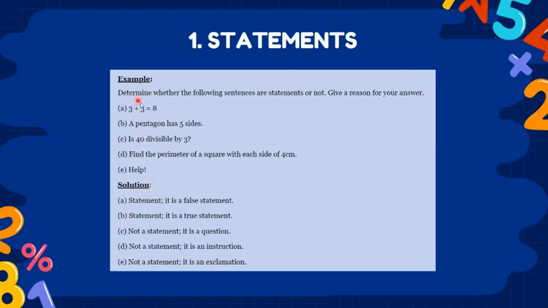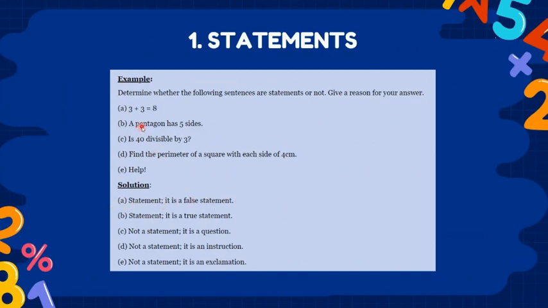But keep in mind that we need to see whether this statement is a true statement or not. So 3 plus 3 equals 8. Right here we can see that this equation is wrong, because 3 plus 3 should equal 6. So automatically this one is a false statement. So for question A, the full answer is: it is a statement, and it is a false statement.